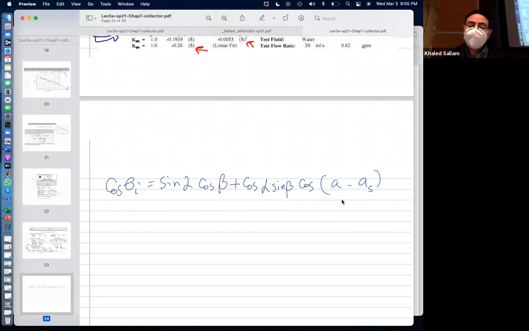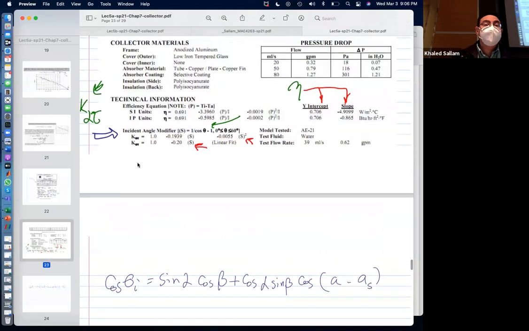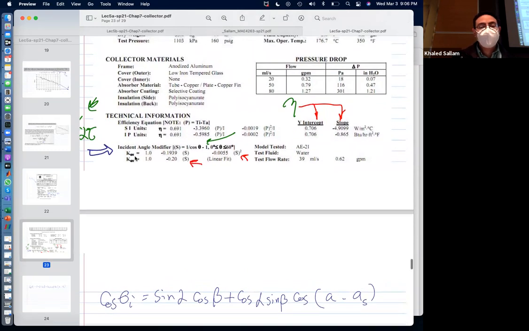And E is the azimuth angle of the solar collector. And ES is the solar azimuth angle. So obviously during the day, ES will be different and alpha will be different because the sun will rise, go up, and then go down. So then you can calculate theta I during the day. And then you calculate K through the day. So theta I and K will change during the day.